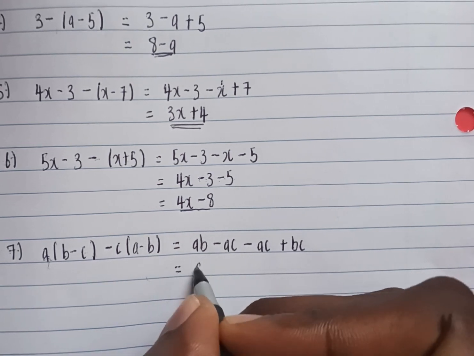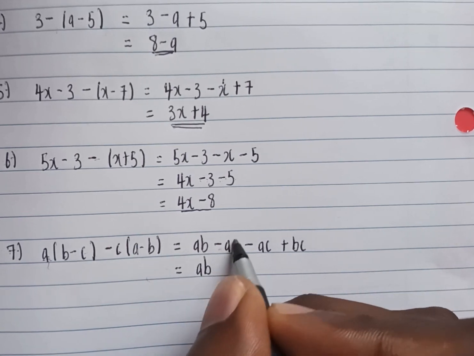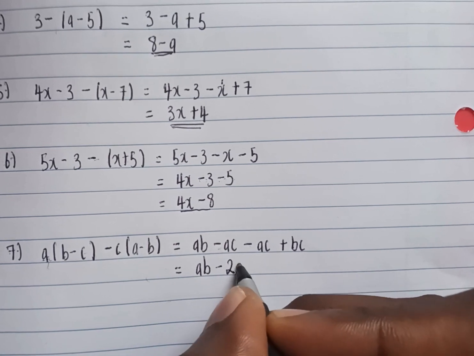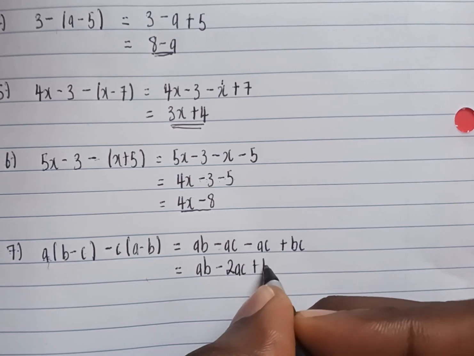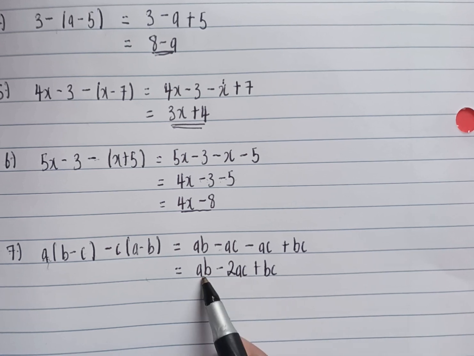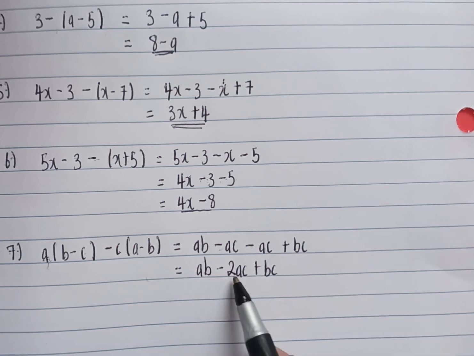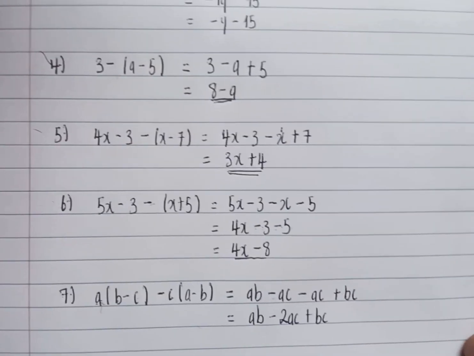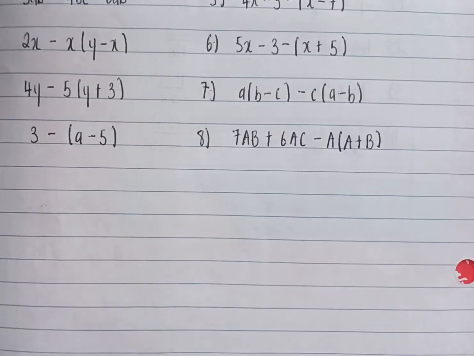So I have my AB, and I have minus a quantity, minus a quantity. So it's minus 2 times the quantity AC, plus BC. And here I see that I don't have any more like terms. So I end my simplification here. And that's it for number 7.